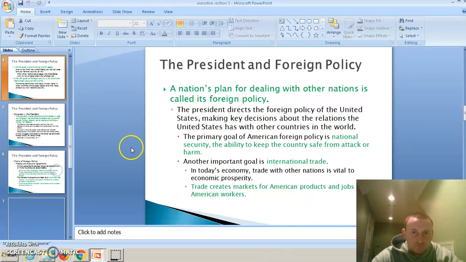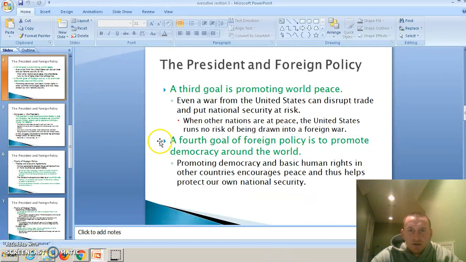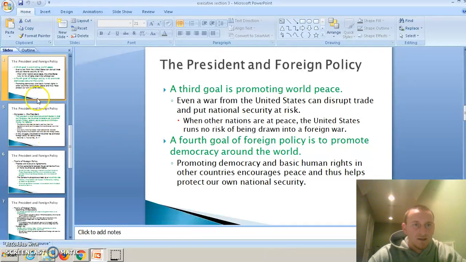Not hard. Another goal the president has to do is world peace. We try to keep all the other countries in peace. We don't like war, but we are one of the baddest countries. The 4th goal is to promote democracy around the world. We want to help other countries out.